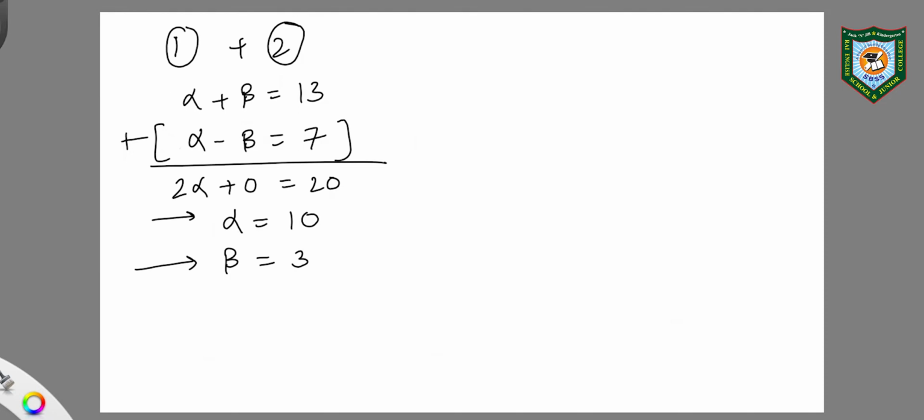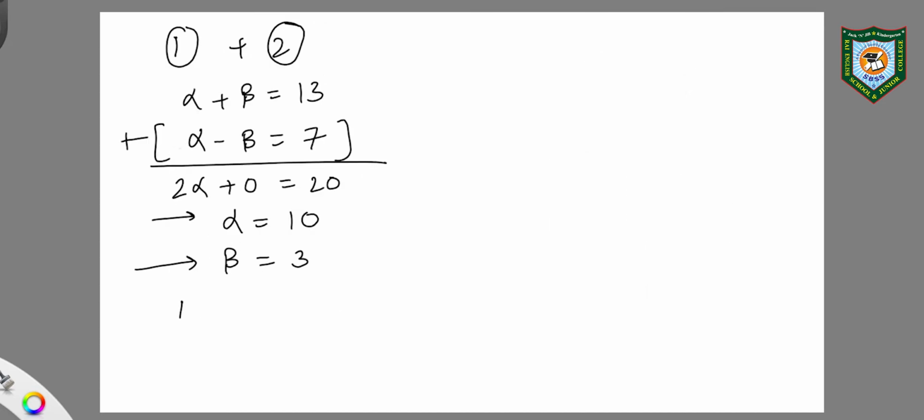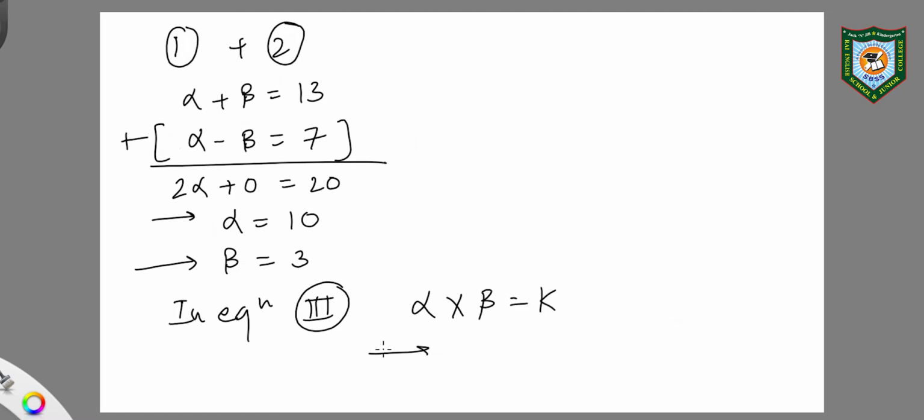Now, k from our equation of alpha into beta, we are going to call this equation number 3. We know that k is equals to alpha times beta. So in equation 3, all I have to do is substitute the values of alpha and beta. Alpha times beta is equals to k, which implies k is equals to 10 times 3, which is equals to 30. So my solution is that k is equals to 30.